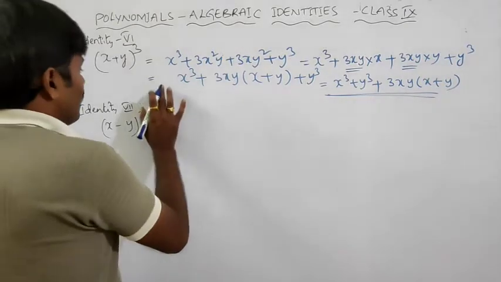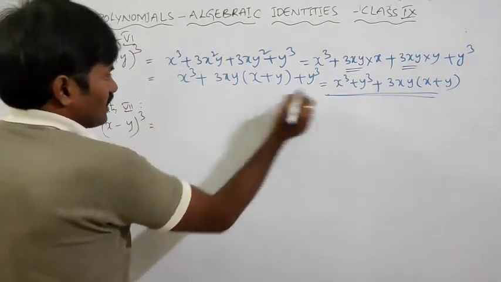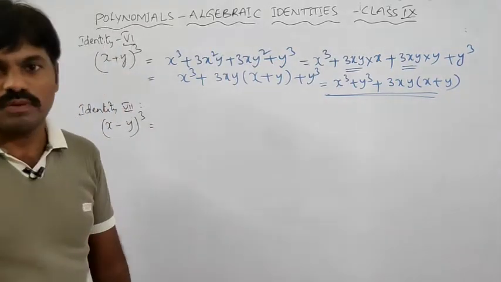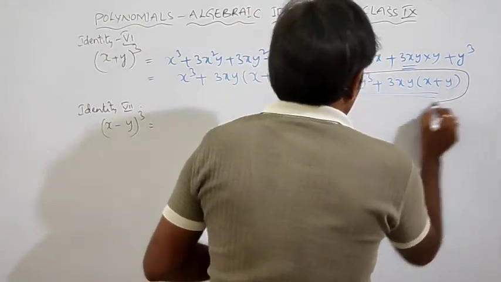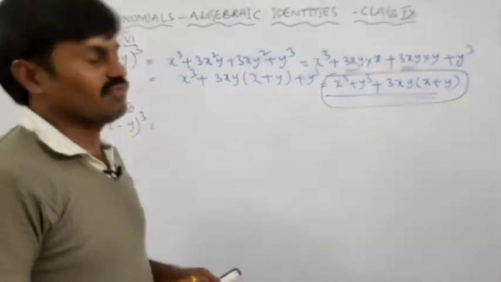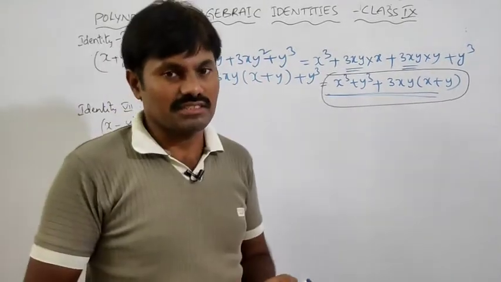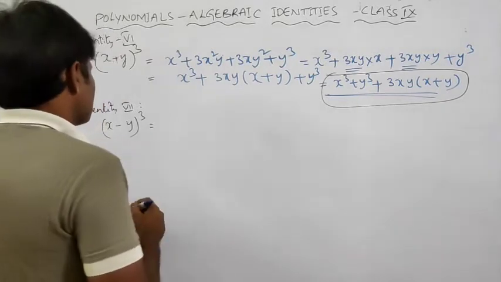Okay, now the climax: what is another form of this expansion? Yes, that is x cube plus y cube plus 3xy of (x plus y). This is another form, and we have to remember it for a long time. It is very useful for simplifications. Now (x minus y) whole cube.